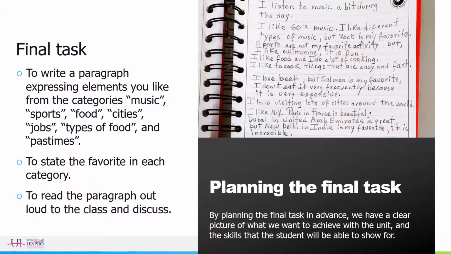Our final task. In our case, the final task is to write a paragraph expressing elements that the student likes from the categories music, sports, food, cities, jobs, types of food, and pastimes. The student will have to state his or her favorite in each category. Finally, the student will have to read out loud his or her paragraph and discuss it in class.